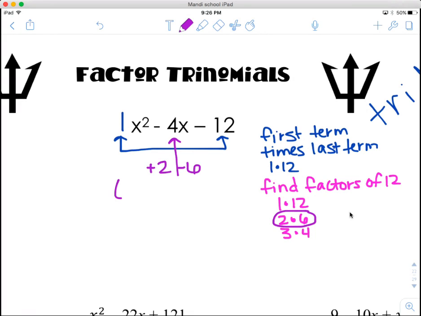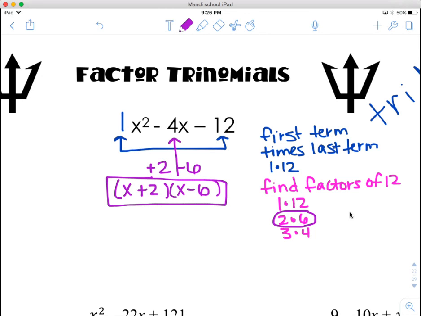So you finish it off by saying x times x would give you x squared, add 2, subtract 6. So this was just like the last lesson where we are doing distributive property in reverse. We are undistributing. And if you went ahead and used the distributive property and multiplied this back out, you should get exactly what we started with.